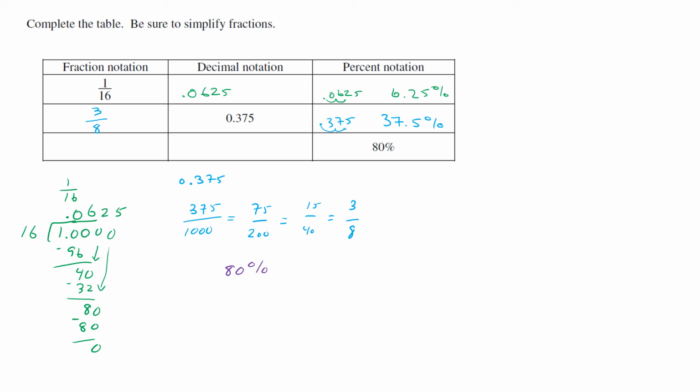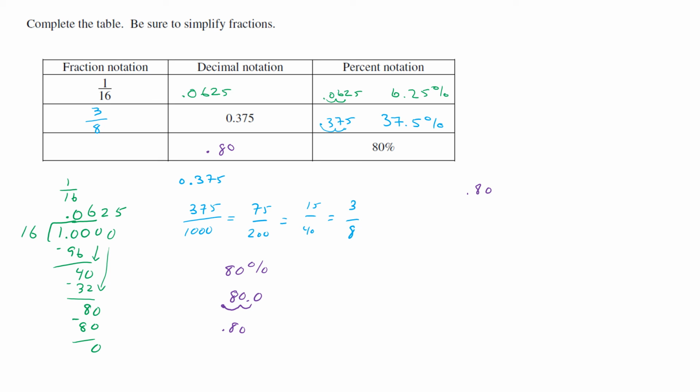All right, and then our last example here, we've got 80%. To go to decimal notation, we write this, we put a 0 placeholder there. We haven't changed the number, we've just rewritten it. To go to decimal notation, we go 2 places to the left, so that's going to be 0.80.